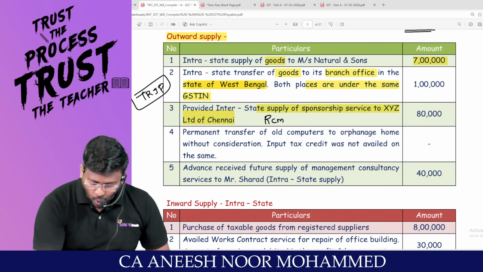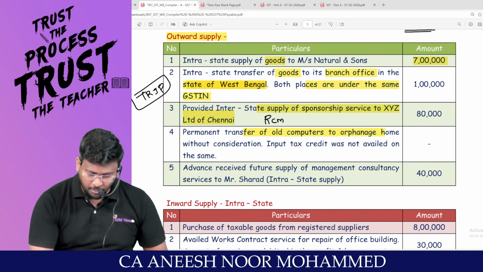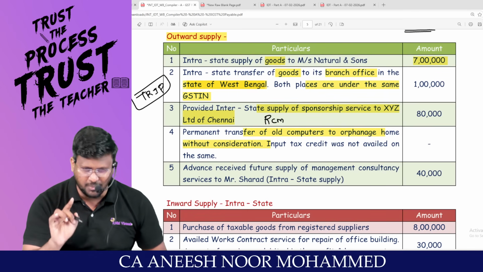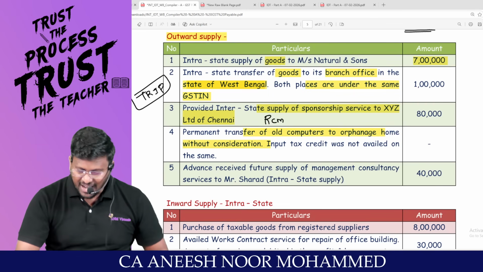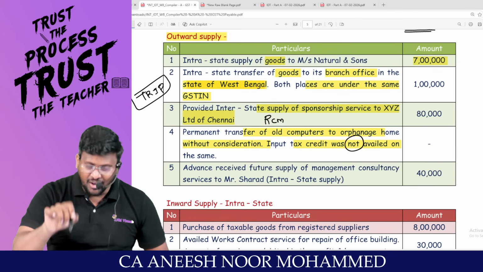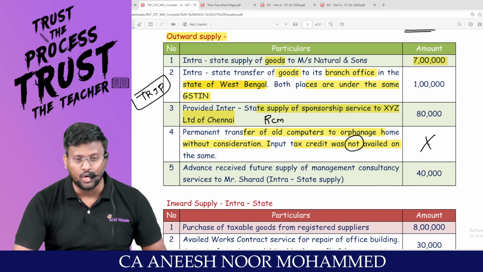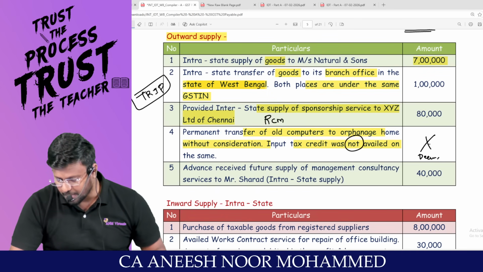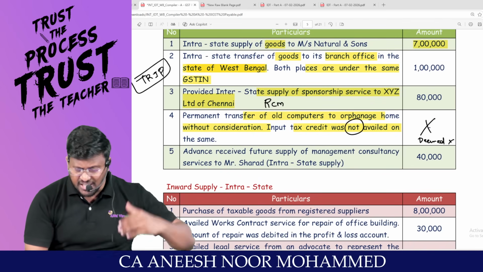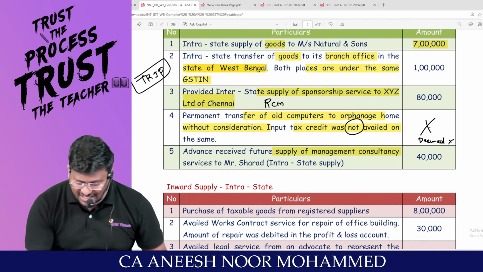Permanent transfer of old computer to orphanage home without consideration. Permanent transfer or disposal of business asset where ITC has been availed. But that is not important. ITC was not availed on the same. ITC has been availed, but ITC has not been availed. Then this will not be treated as deemed supply. Am I right, sir? Advance received for future supply of management consultancy services.